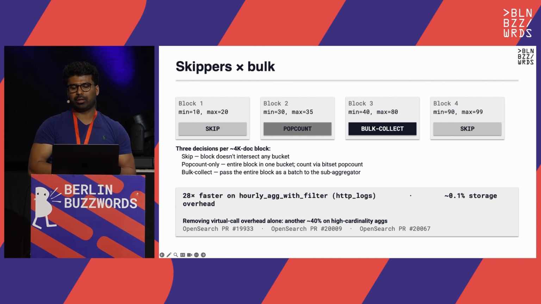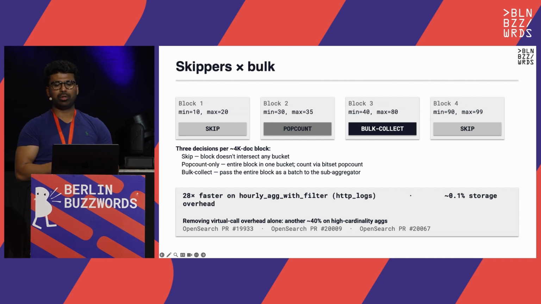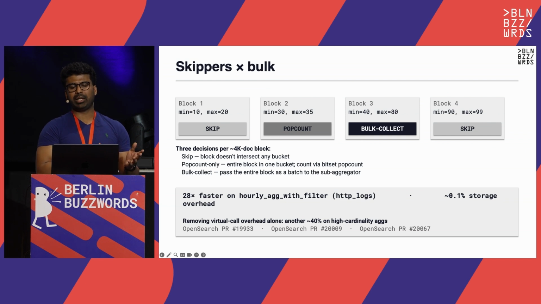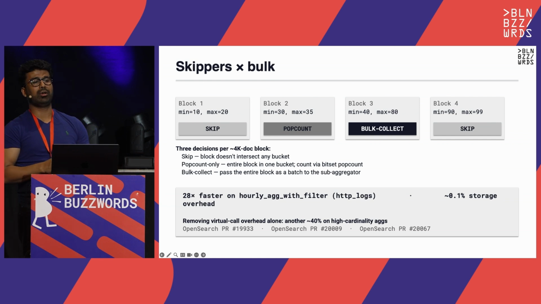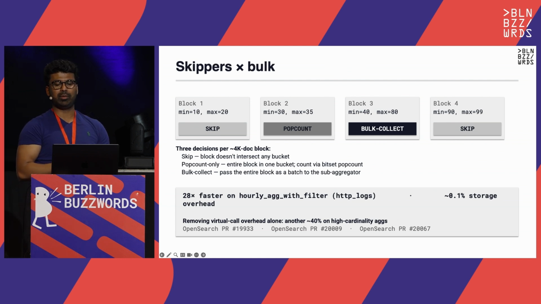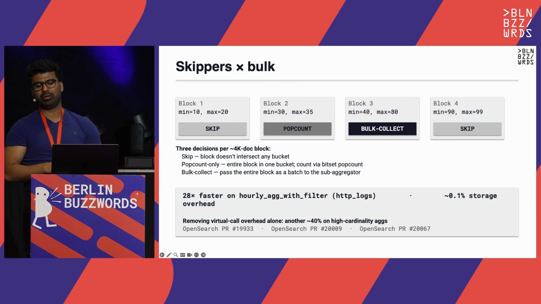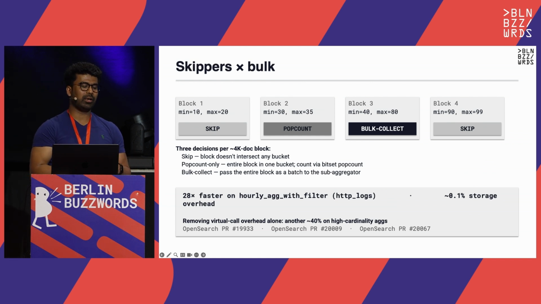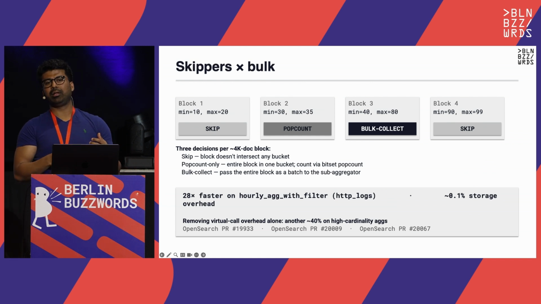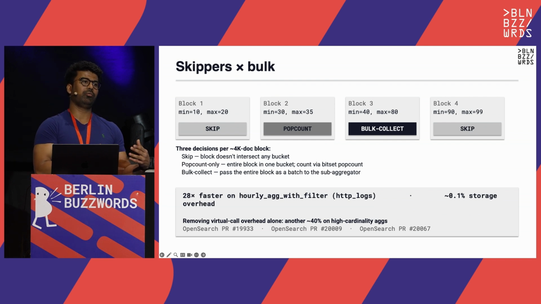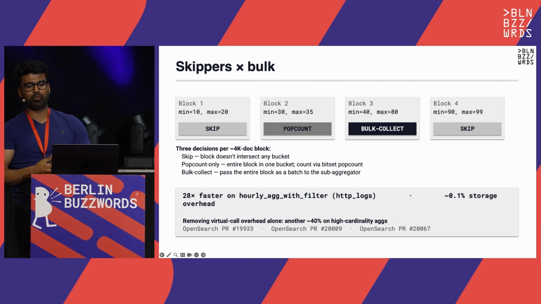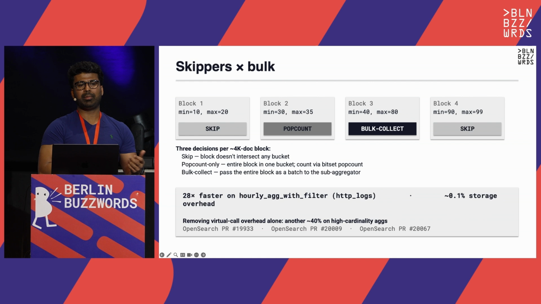When we combined this technique, we were able to observe a 28x performance improvement on hourly aggregation with the filter on HTTP logs, right? From 998 milliseconds, we came down to 36 milliseconds, which is a really nice improvement. There were some other PRs as well for adding support for bulk APIs introduced by Lucene in OpenSearch, which resulted in up to 40% improvement on high cardinality aggregation by removing just the virtual call overhead.